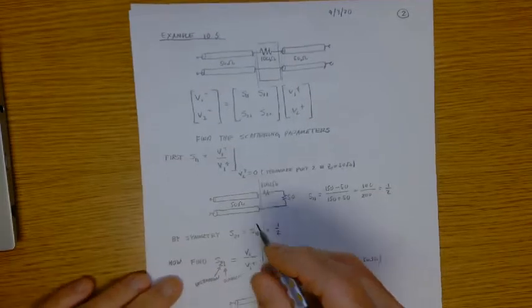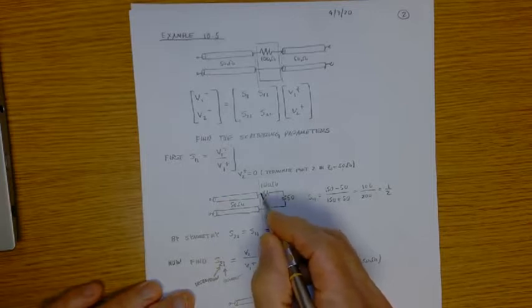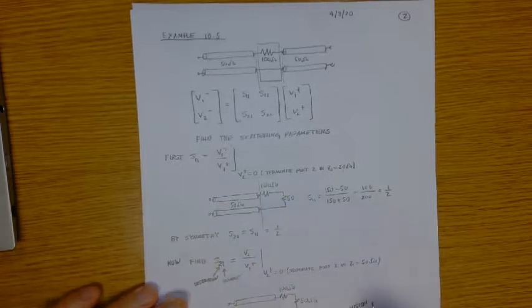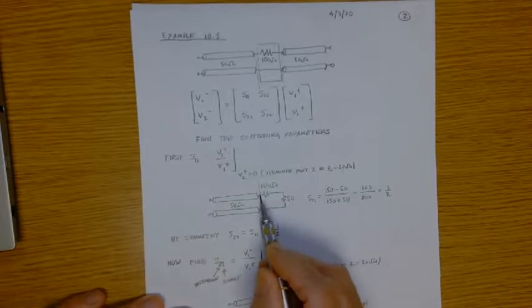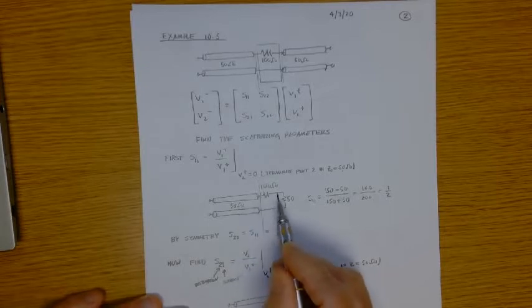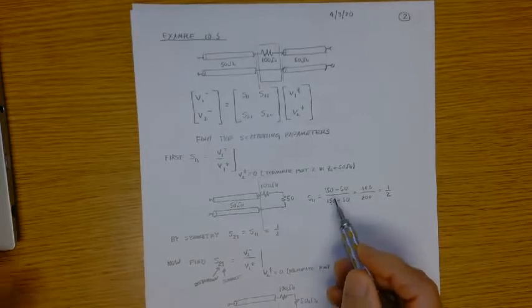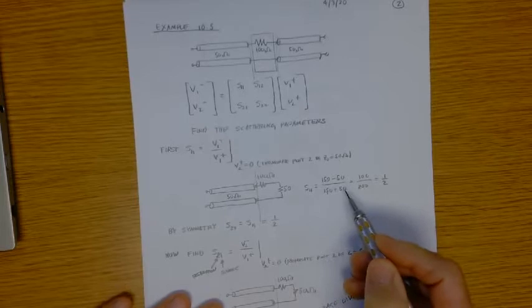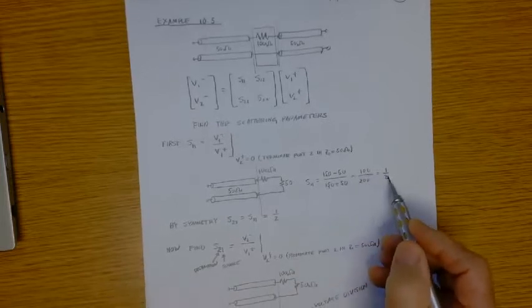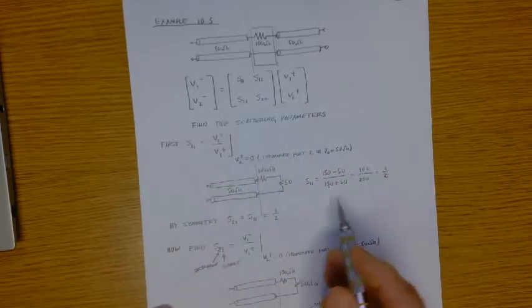So the reflection coefficient, V1 minus over V1 plus, basically the reflection coefficient at this point, is just going to be the impedance looking into this point minus 50 over the impedance looking into this point plus 50. The impedance looking into here is obviously 100 in series with 50. So S11 is 150 minus 50 over 150 plus 50, or 100 over 200, or a half. So S11, real quickly here, we're able to determine is simply 1/2.